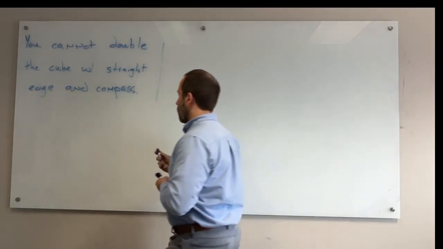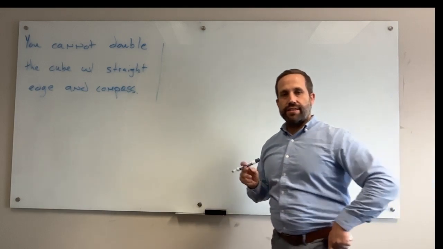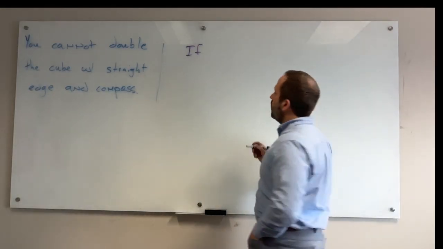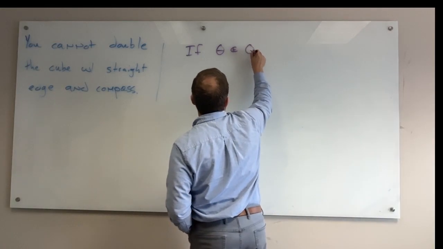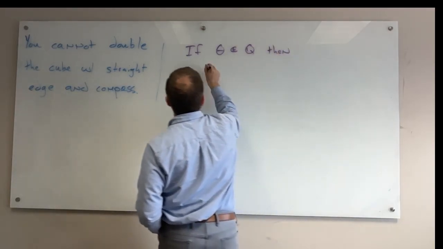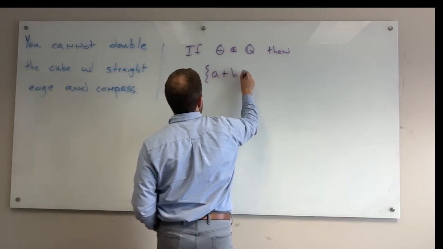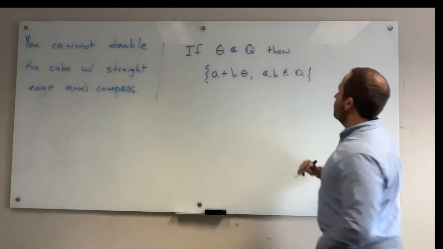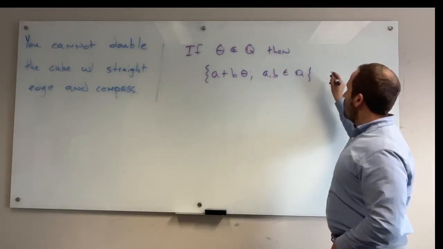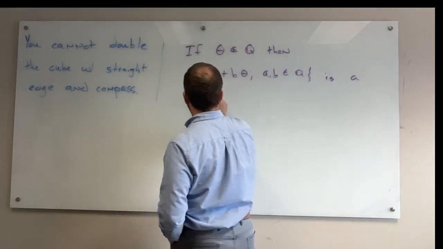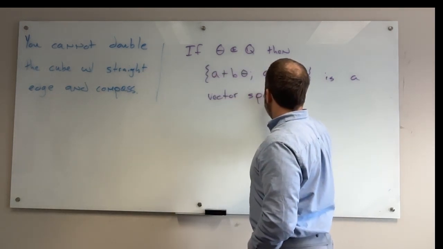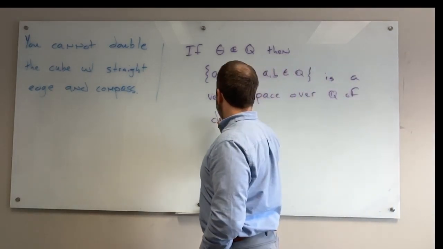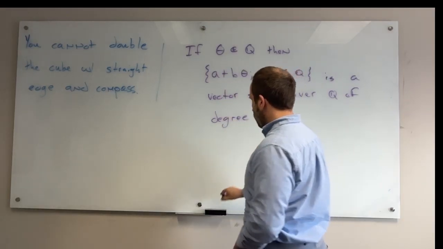Okay, so the first thing I want to point out is the following. This is sort of a definition. So we're going to look at a field extension. So if theta is not in Q, then we can look at this field extension A plus B theta such that A and B are in Q. If this is a field, well, even if it's not a field, this is a vector space over Q of dimension 2.